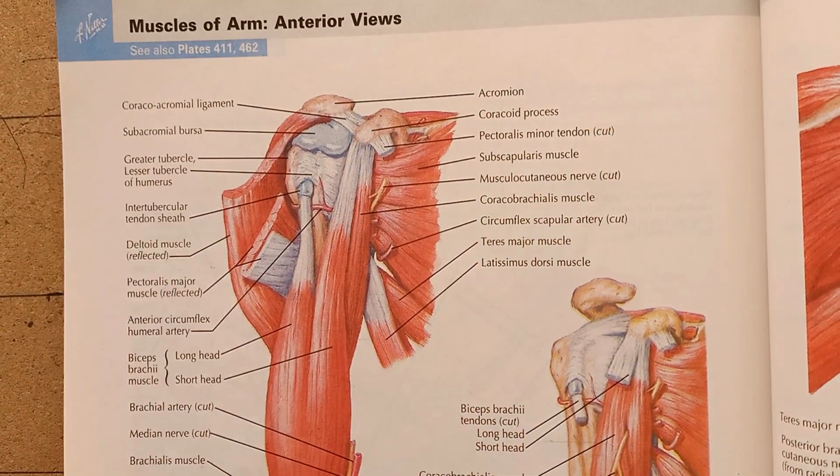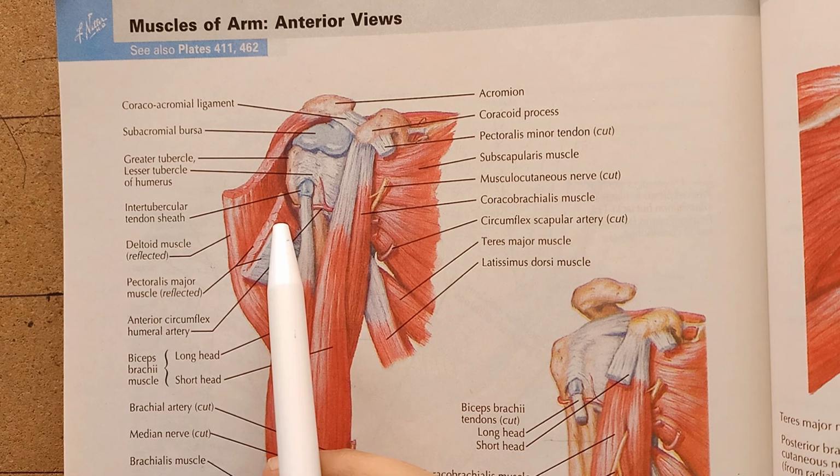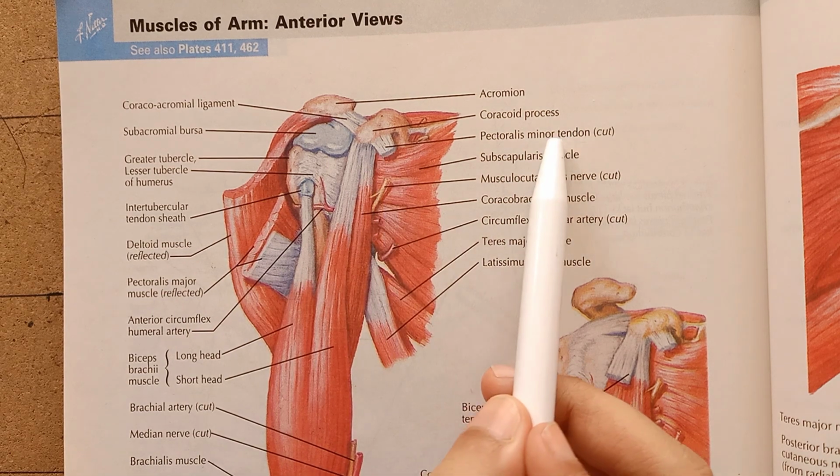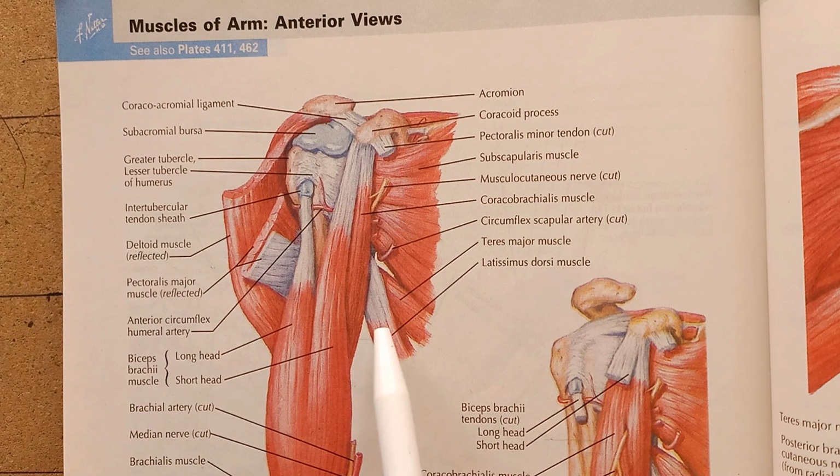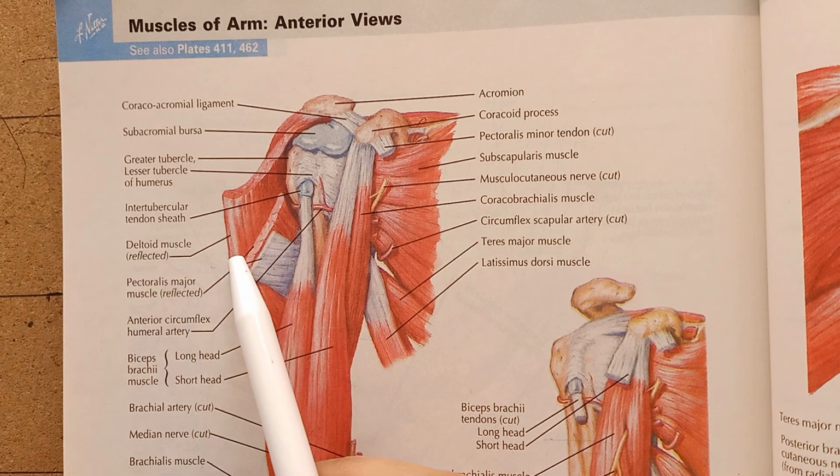On the anterior side, there are subscapularis, pectoralis major, pectoralis minor, teres major and latissimus dorsi, which are inserted to their respective points of insertion under the cover of the deltoid muscle.